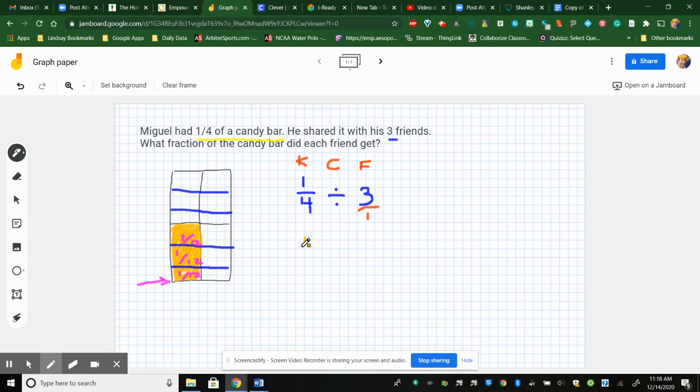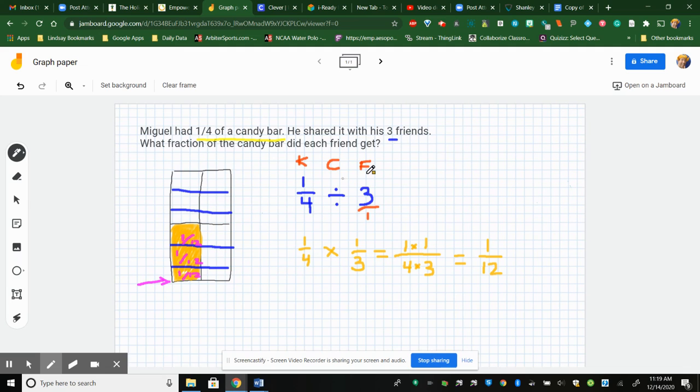So 1/4 will stay. Change to multiplication. And instead of 3/1, we're going to have 1/3. And now we're going to multiply straight across. So we have 1 times 1. And then we're doing 4 times 3. And still multiplying straight across. We have 1 times 1 is 1. 4 times 3 is 12. And there's our answer. Each friend will get 1/12.